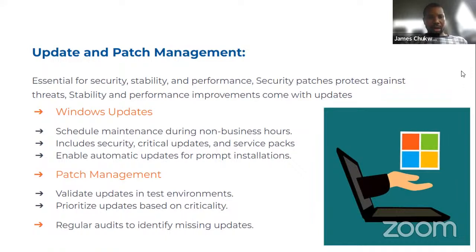Then include security critical updates and service packs. I think I already talked about that. Enable automatic updates for what? Prompt installations. Then patch management: validate updates in a test environment, prioritize updates based on criticality, and run regular audits to identify missing updates. Fantastic. Prioritize updates based on criticality.